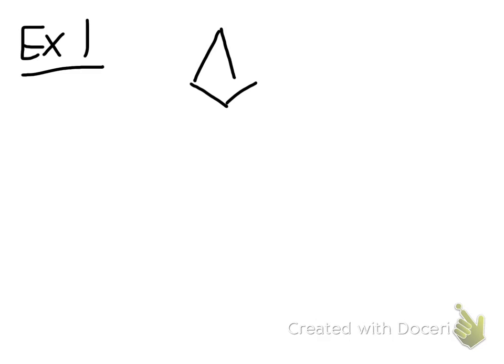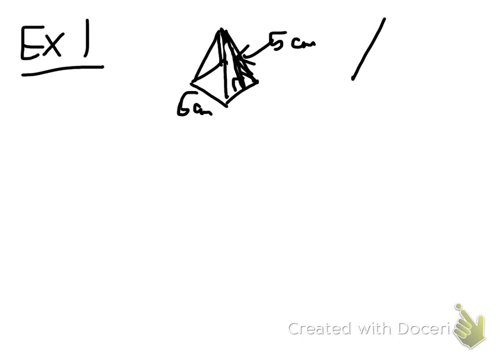Okay, so let's do an example of this, so we can see how scale factor comes into play. If we're going to find the dimensions of a similar solid, remember that's our goal for today, let's start out by drawing a pyramid. We have a pyramid, 6 centimeters here, slant height of 5 centimeters. We have another pyramid, it's larger.